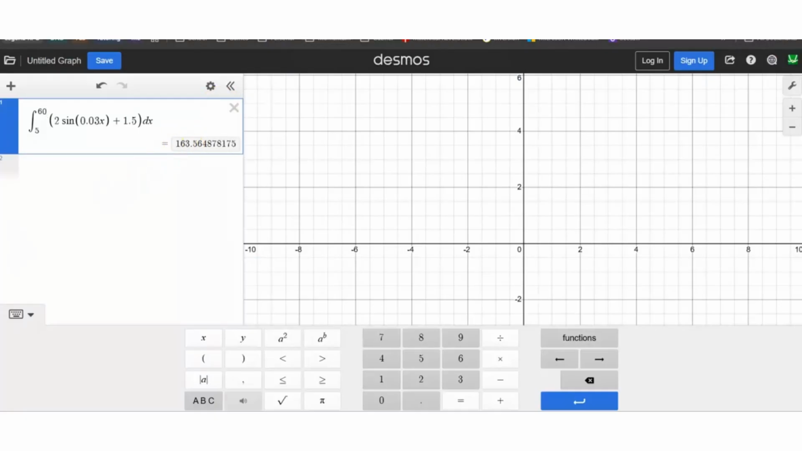Sir, are we working in radians or degrees? Always radians. Always radians. For the exam, always radians. So I get 163.564. Guys, when you're doing this, just copy it in your calculator too. You can just highlight it, hit enter, it'll copy the whole thing again. Okay, and then you just change the bounds.